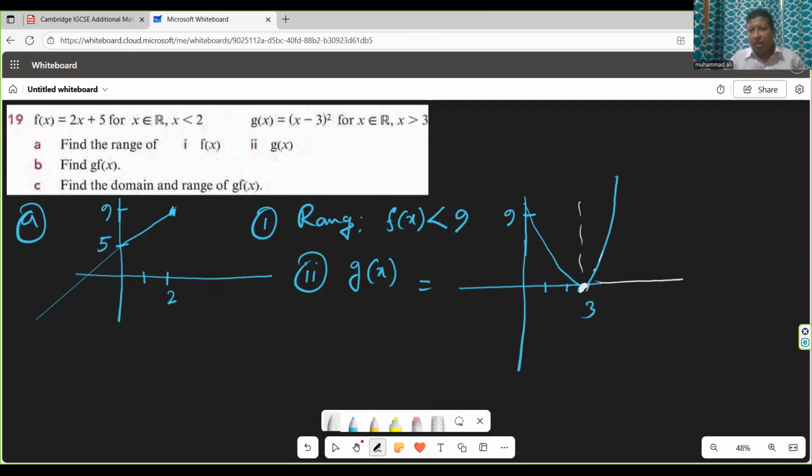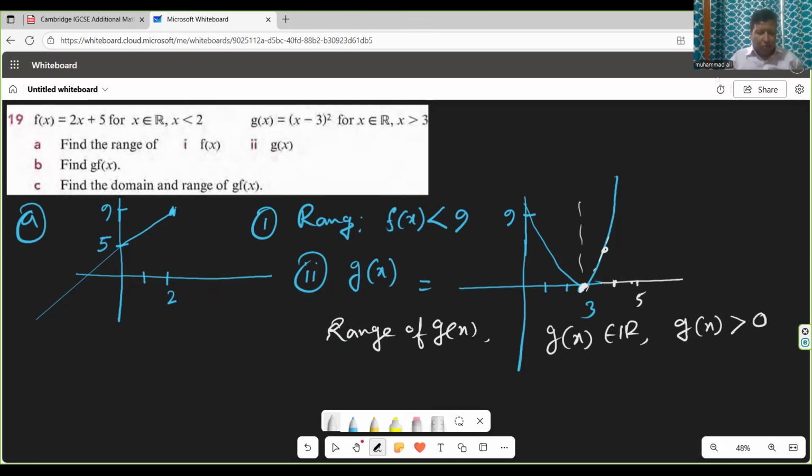So we have to put all values greater than 3. When you put here 4, it will be 4 minus 3, that means 1 square. It will be 1. When you put here 5, 5 minus 3 is 2, 2 square means 4. So the range of g(x) belongs to real numbers and g(x) > 0. So this is the range of g(x).